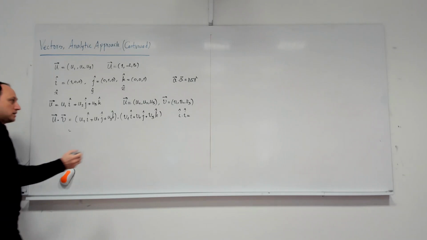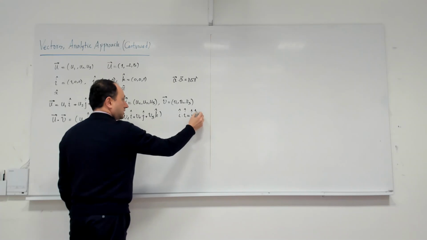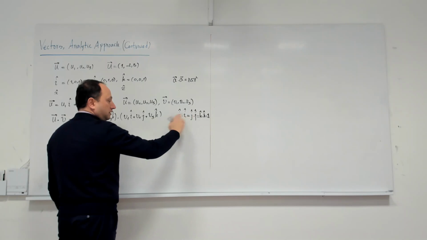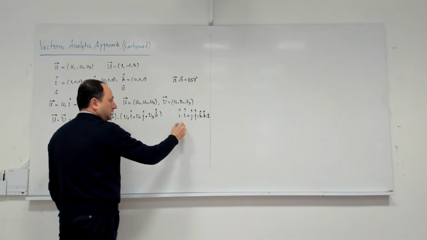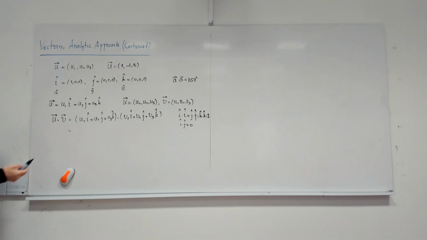And it doesn't matter if I dot product i with i, j with j, or k with k, all of them will give me 1. But if I dot product two different vectors in this, then it becomes 0, yes? And the reason is that i and j are orthogonal to each other. And the same thing for i and k, the same thing for k and j.